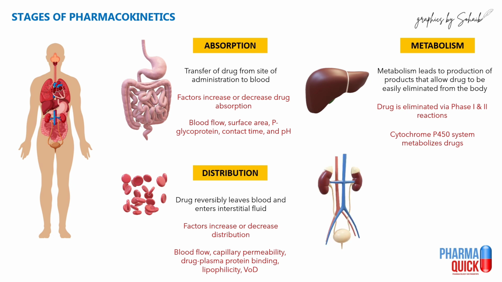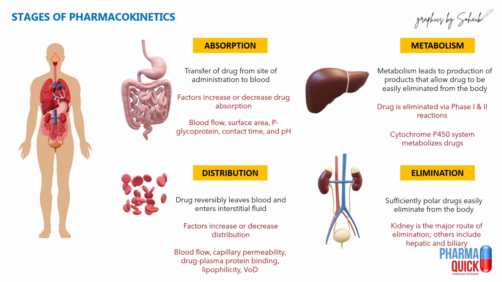The last stage of pharmacokinetics is drug elimination. Once the drug is modified and changed into a more easily excretable form, then the drug is eliminated from the body. So this stage is often called drug excretion or drug elimination. The sufficiently polar drugs are easily eliminated from the body, and the kidney is the major route of elimination. Others include the hepatic and the biliary routes of elimination.